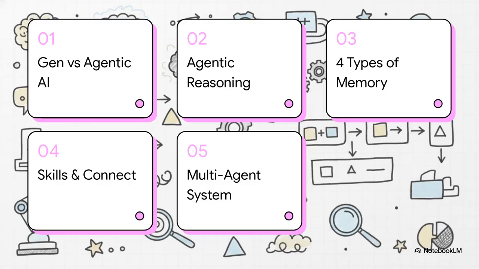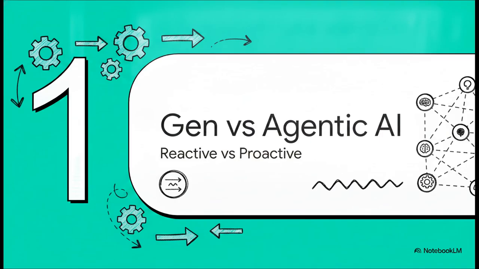Okay, let's take a quick look at our roadmap for today. We'll start with generative versus agentic AI, then move into the agentic reasoning loop, cover the four types of memory, look at skills and connections, and finally wrap up with multi-agent mission control. Let's dive right in. First up, Section 1, Generative versus Agentic AI.